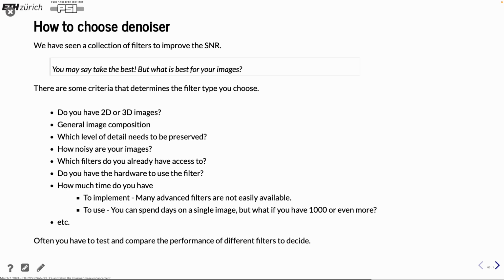So then you have to look into what kind of filter you can use. And in the beginning, it's about testing, comparing what would be the best choice for you. So I can't give you an exact answer, but these are things to think about when you select your filter type.